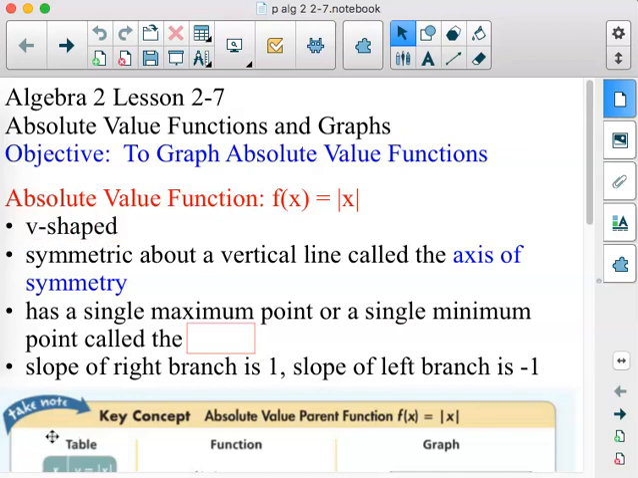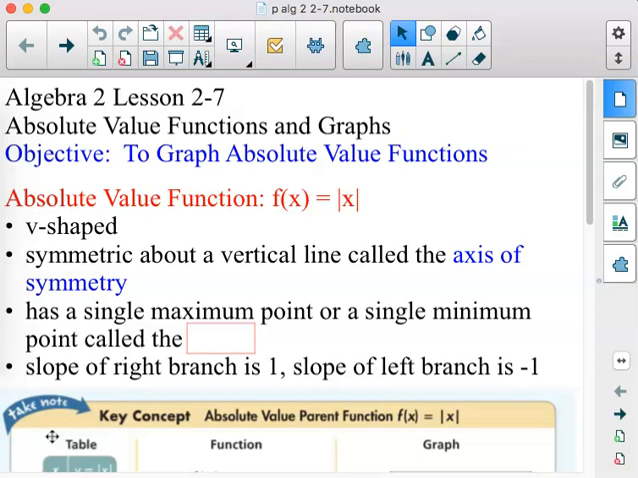And that's the biggie. It's V-shaped. Absolute value functions are V-shaped graphs. So it says it's symmetric about a vertical line, this one you learned about in the G word, geometry, axis of symmetry. So it's a big V that if you folded it down the middle and you opened it up, you get the exact same thing on both sides. And that's what's going on.